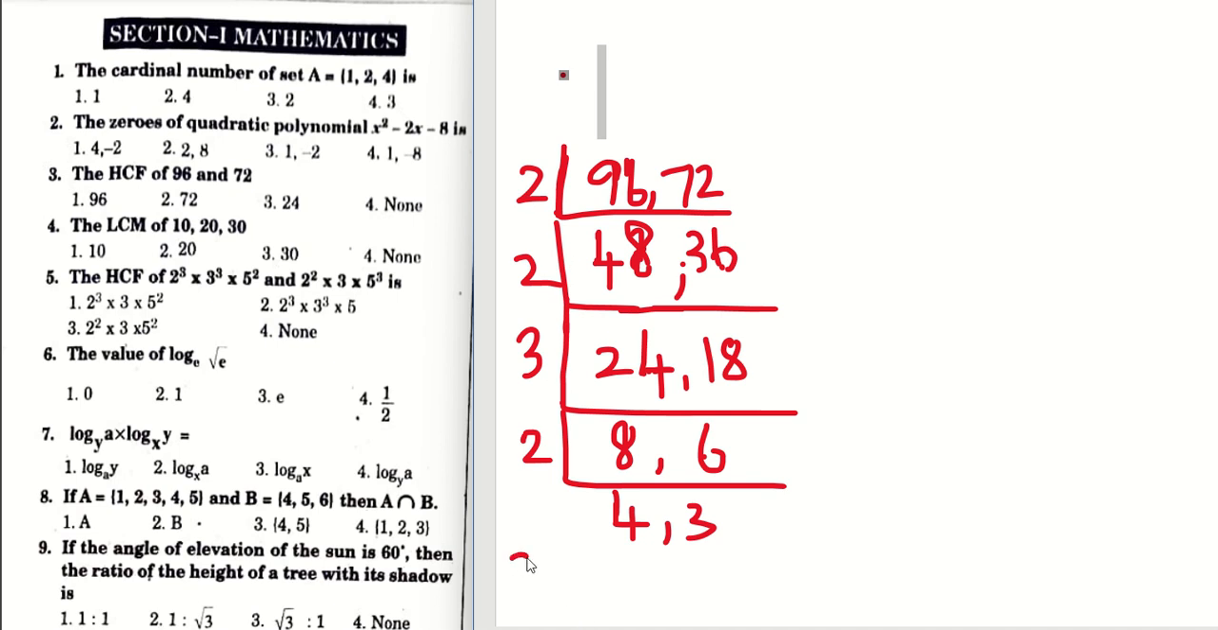So what you have to do now, HCF means you have to multiply all the common factors. 2 into 2 into 3 into 2. Right? So what is the 2 into 2? 2 into 2 is 4. 4 3s are 12. 12 2s are 24. So what is the HCF? You will get it over here as a 24.